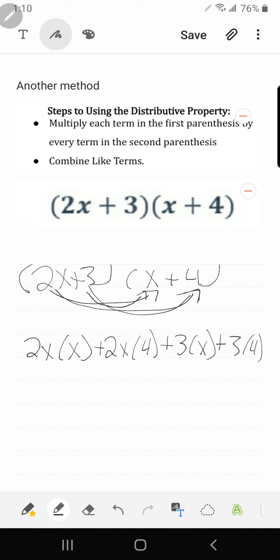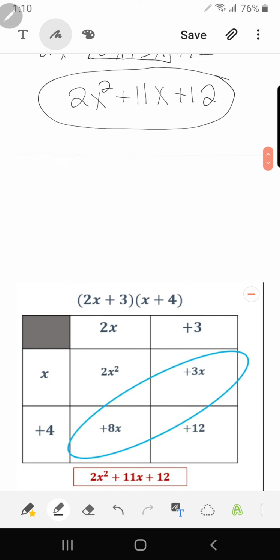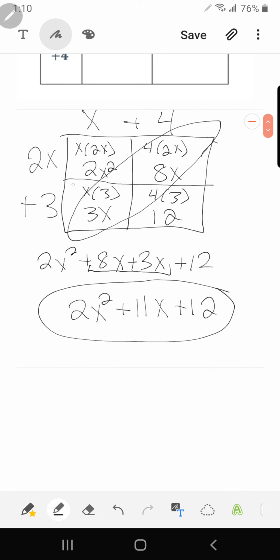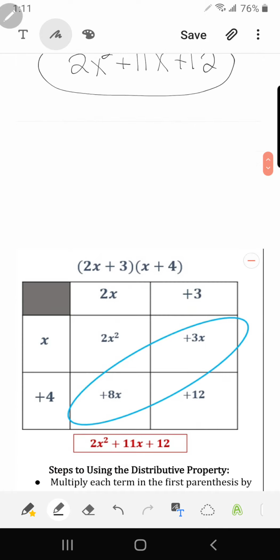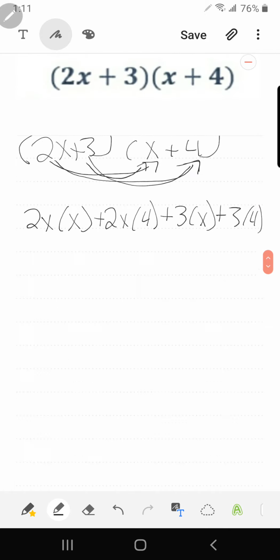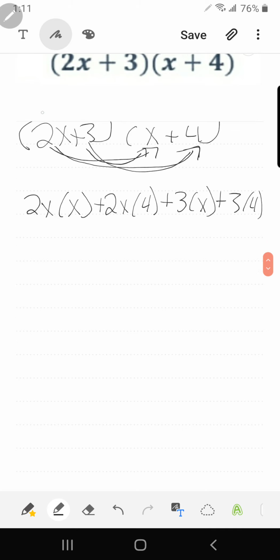Does that look familiar? Okay, so if we go back to the area model, if we look here, that's the same exact numbers that we multiplied on top. Interesting. Alright, going back to the distributive model, so I distributed the first term of the first binomial to both terms of the second binomial, and I took the second term of the first binomial and distributed to both terms of the second binomial. So now let's work it out.